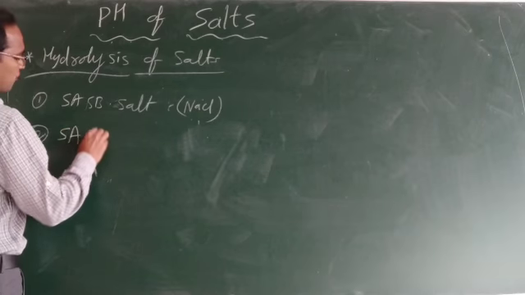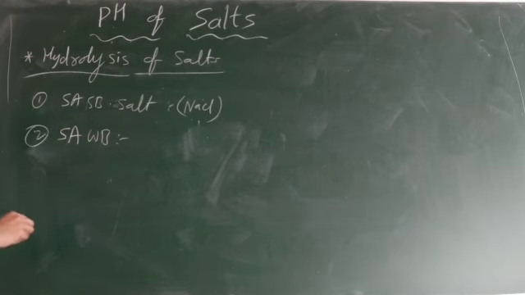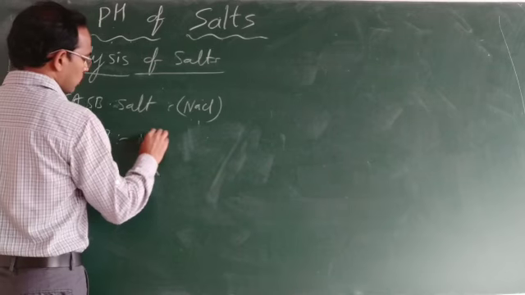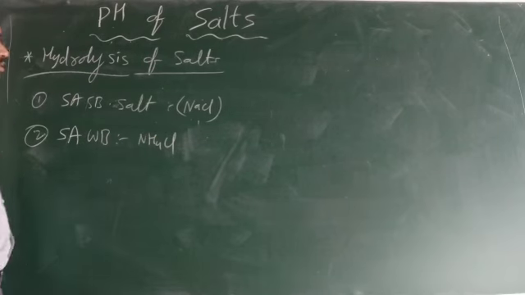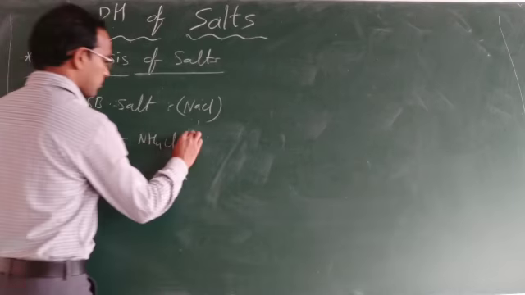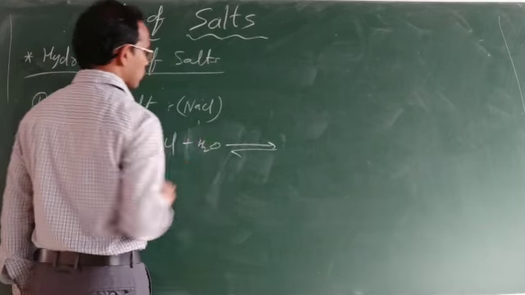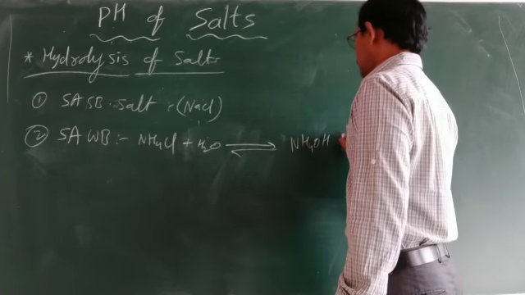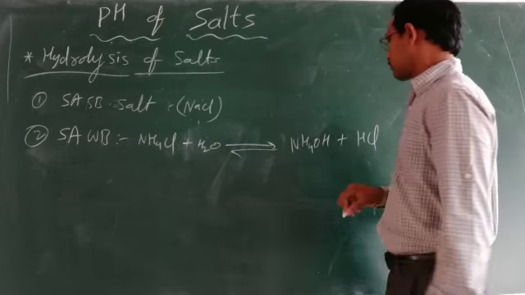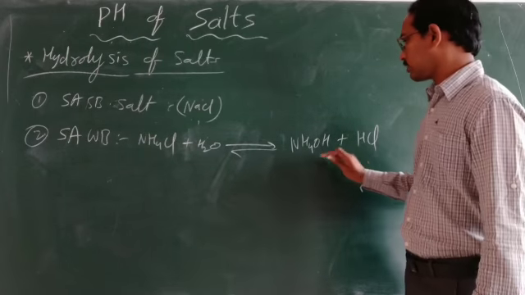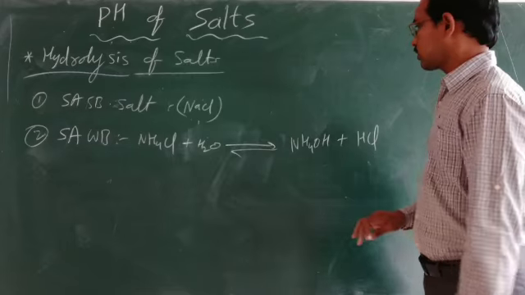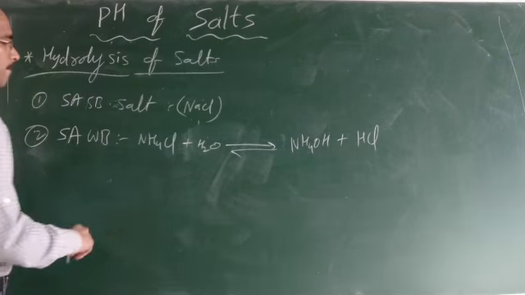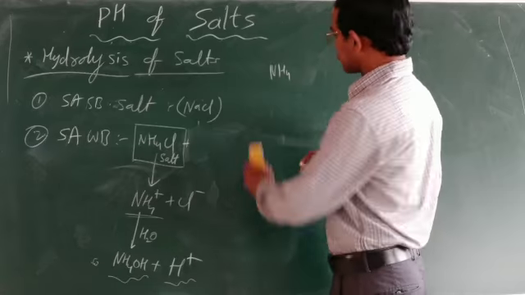strong acid, weak base. That is ammonium chloride. Now, strong acid, weak base will be hydrolyzed. I am writing the word H2O. Then ammonium hydroxide plus HCl. Some of the water molecule will be consumed. Then same equation I am writing here.